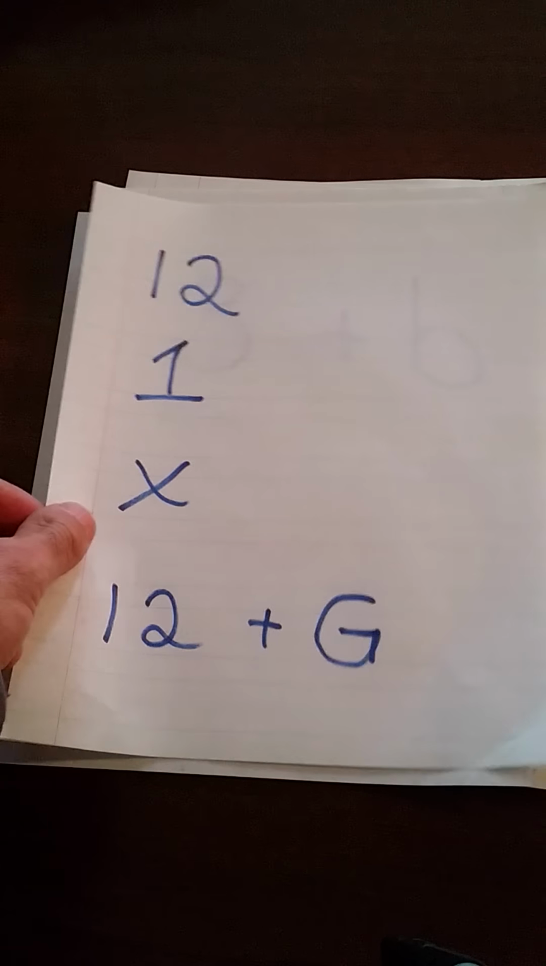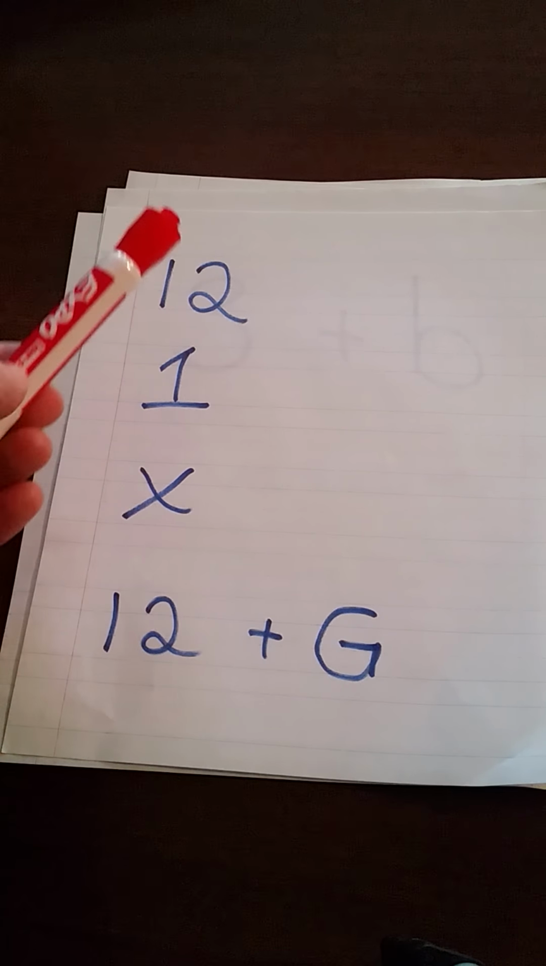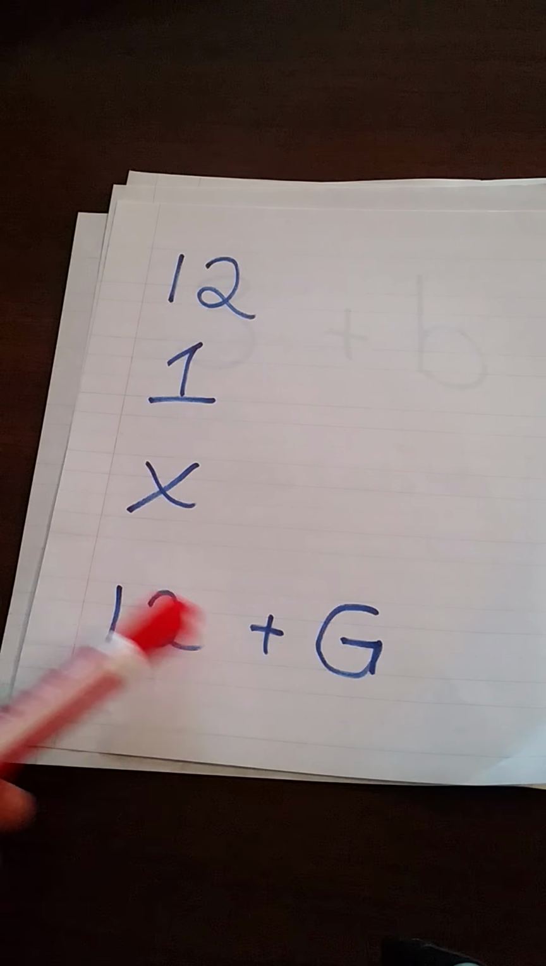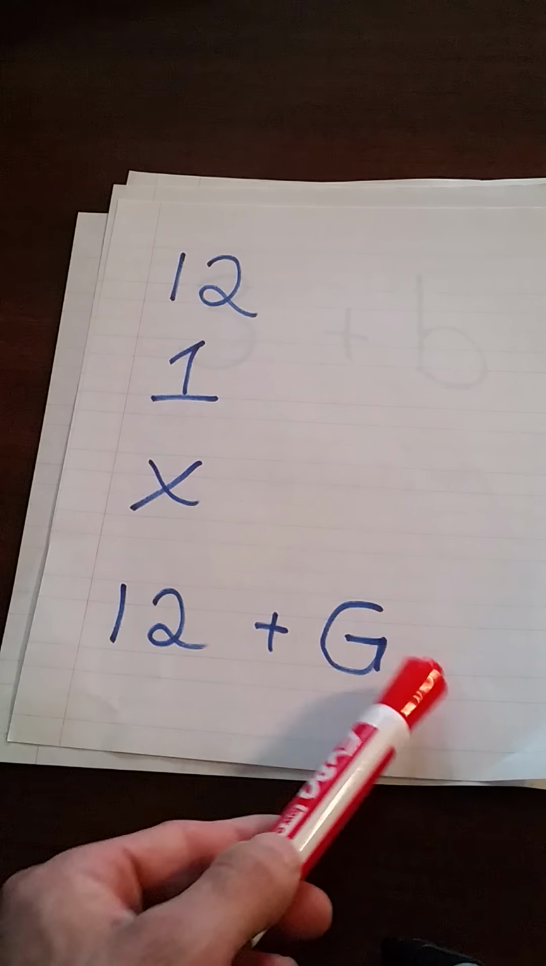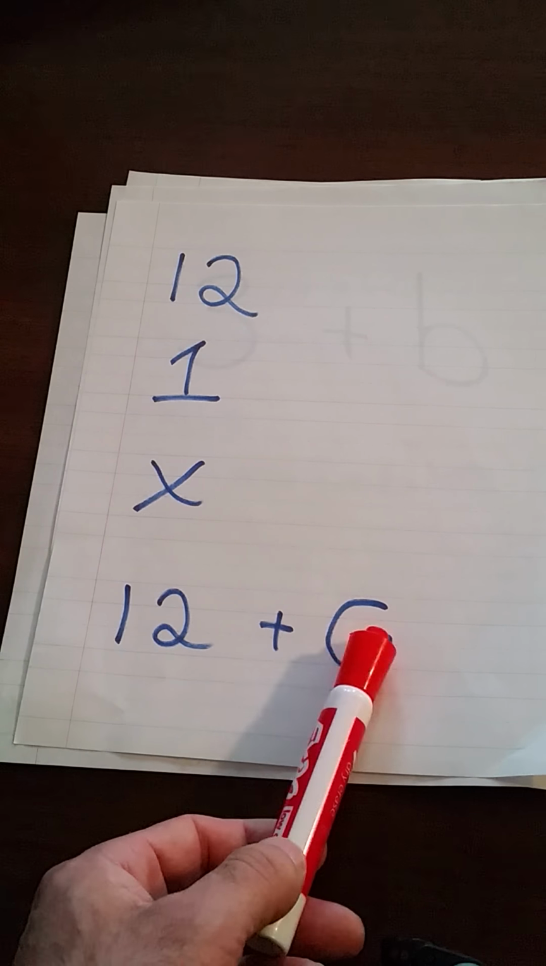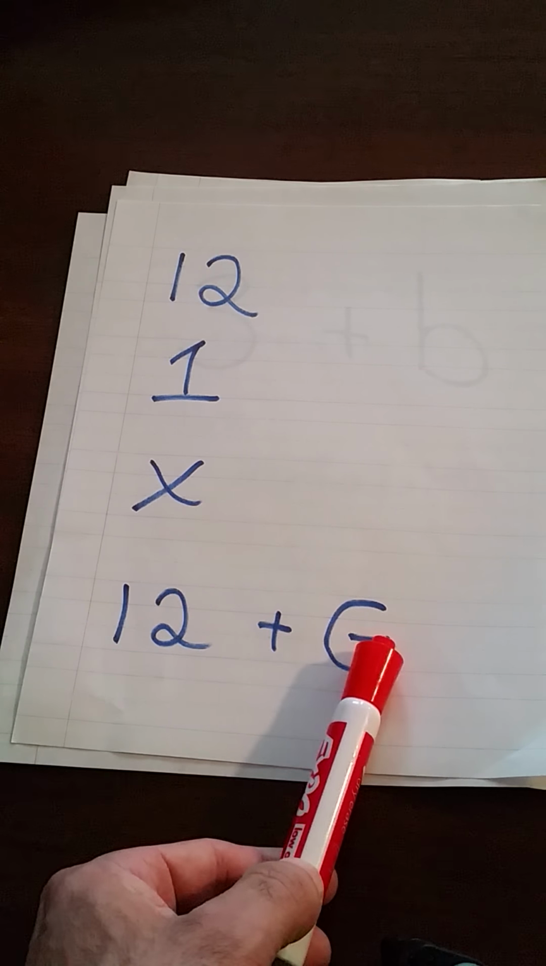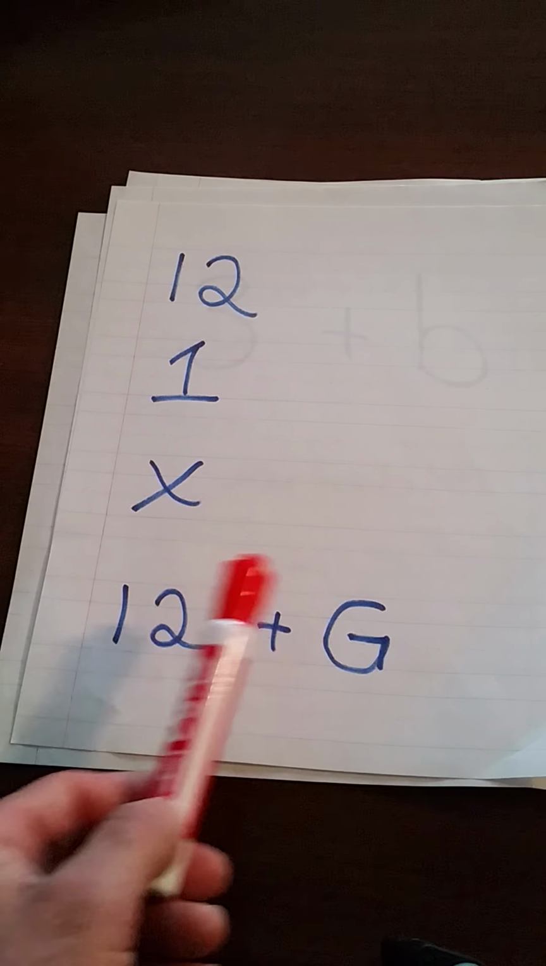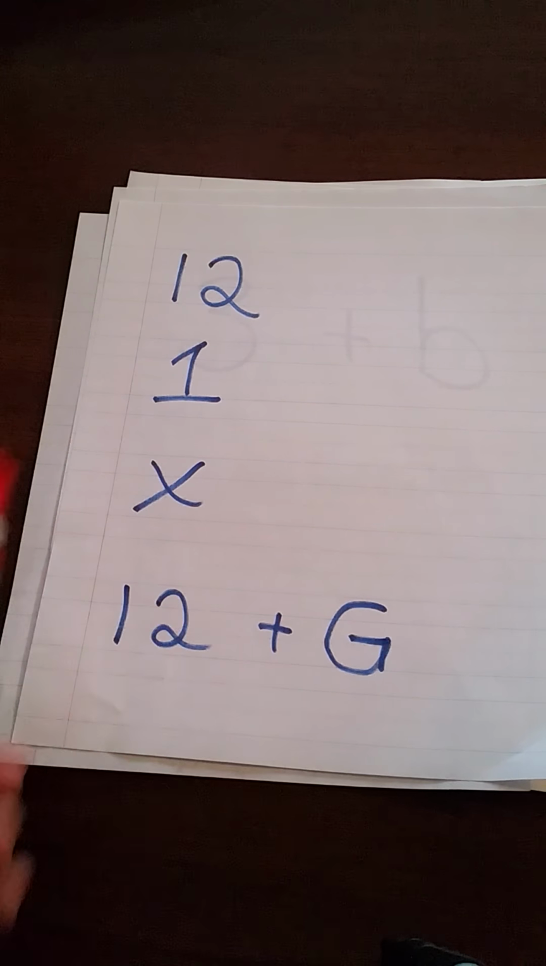So expressions can be a number like 12 or 1, or a variable like x, or a combination of 2 or more numbers like 12 plus g, and this says 12 more than g. You can have 12 plus g plus k plus l, you can keep going.